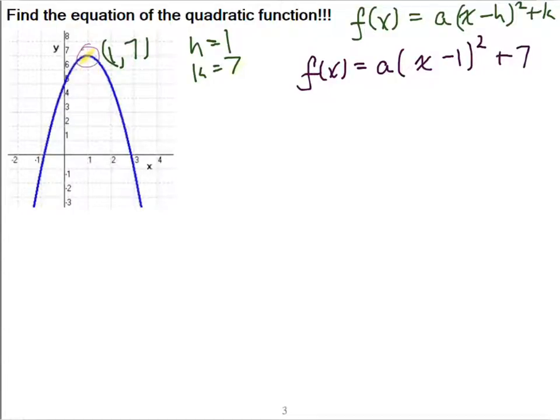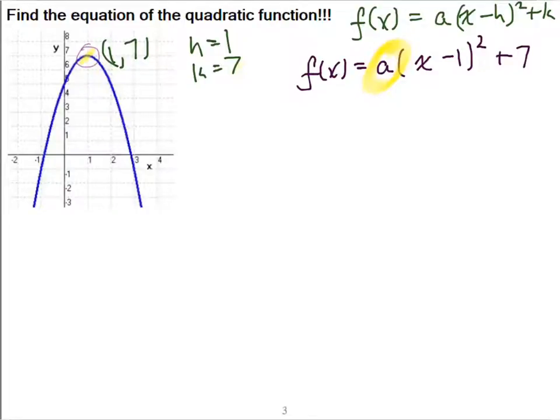All right, are we done yet? Do we have the equation for the quadratic function? If you said yes, that's okay. The answer is no, because we have this pesky a. We need to get rid of that. We need to find a value for a. And in order to find a value for a, I need to look at another point on the quadratic function here, all right?